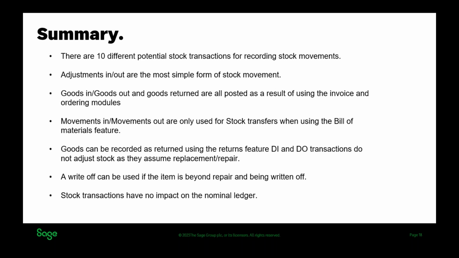The adjustments in and out are the most simple form. They don't link to any other modules, so you can just do simple in and simple out. Goods in and goods out bring in the other modules, so they do include your invoice module and your order module for sales and purchases. Movements in and movements out are for bill of materials only. That's the only time you will see them, and that's only once you've done a stock transfer too. And then you do have that goods return feature. So you've got the damages in and damages out, and then finally the write-off. It can be used if it needs to be completely written off and it's beyond repair.